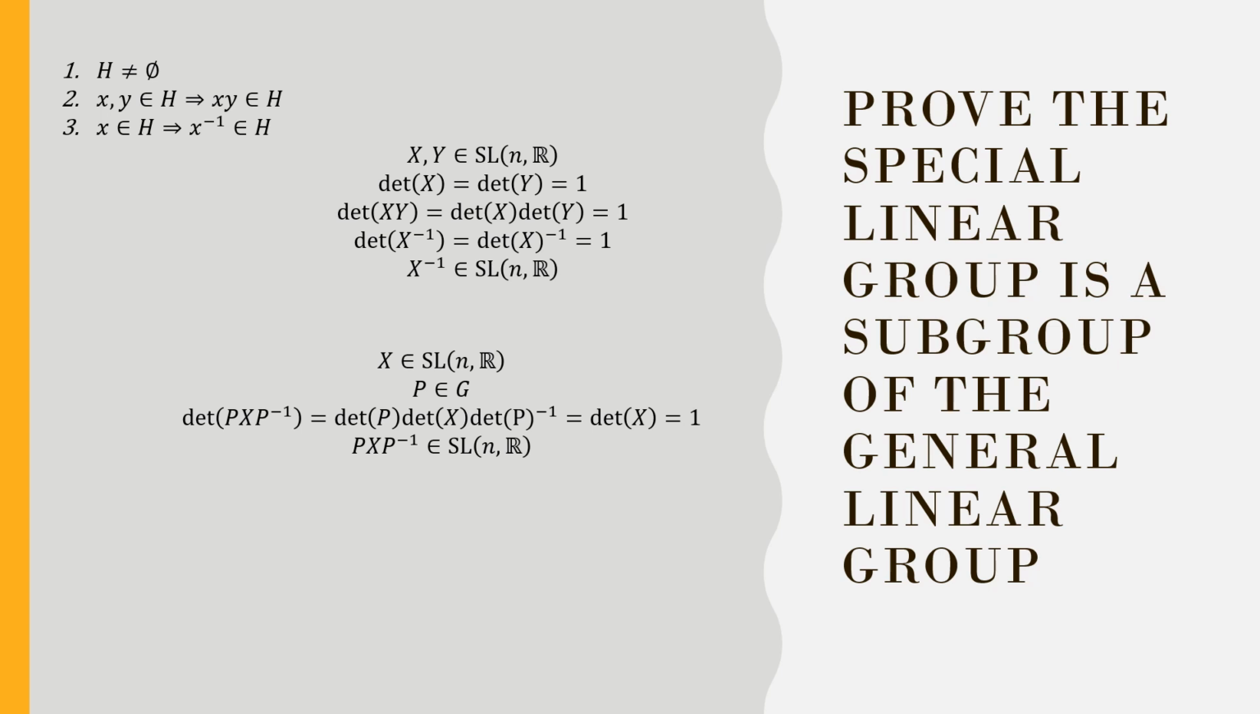Now to show it's closed, we must show that given any 2 elements in the special linear group, the product is also in the group.